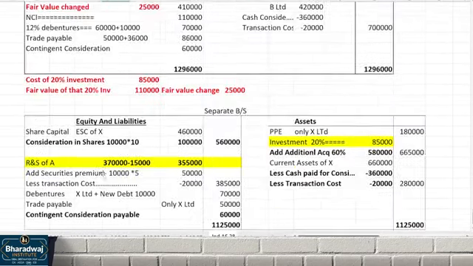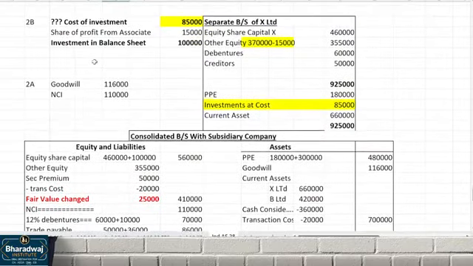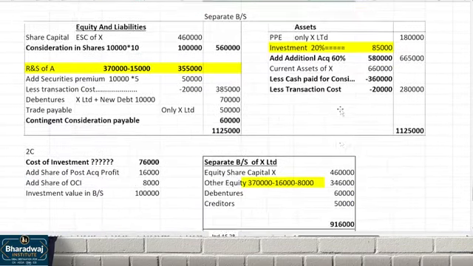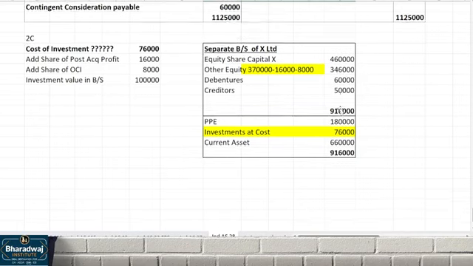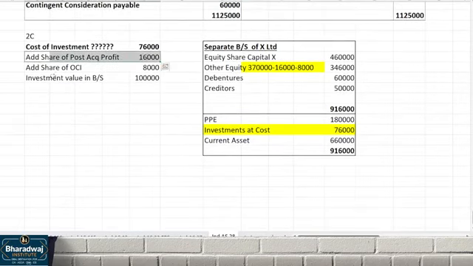Very simple. 2B, what did we eliminate? Investment in the balance sheet. Eliminate the share of profit. What do we get? Cost of investment. The share of profit is eliminated in other equity. And of course, investment is recorded at cost. Here, what is the difference? We have got share of profit as well as OCI. Eliminate both so that you will get the cost of investment.